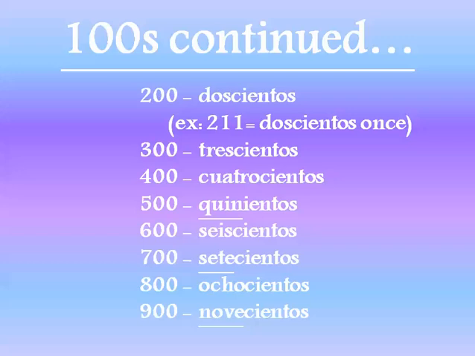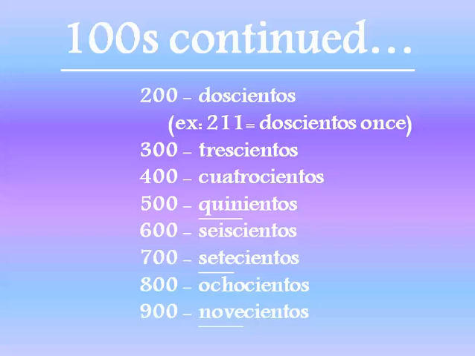Then once we get to the 200s, 300s, and 400s, etc., you simply add the basic number, like for 200, you add the number 2 to the word cientos. So we're making ciento plural. For example, 200 is doscientos. And as we had done before, if you want to say a number like 211, you just add the number 11 to 200. So 211 is doscientos once. 300 is trescientos. 400 is cuatrocientos.